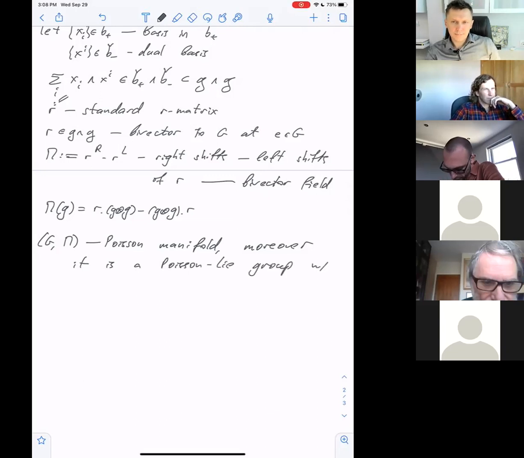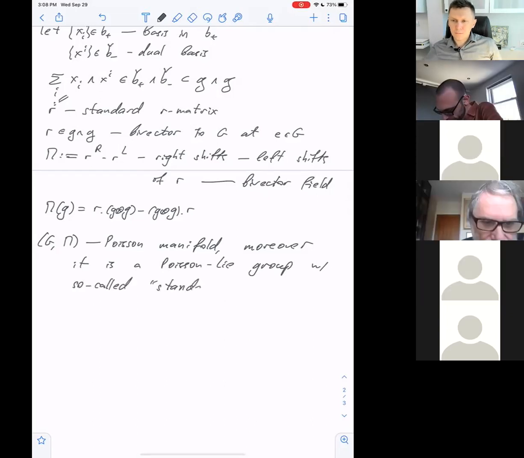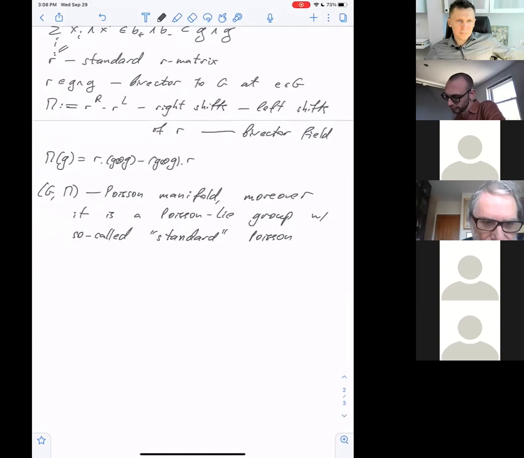With the so-called standard Poisson structure, which is also sometimes referred to as the Sklyanin r-matrix structure, the standard Poisson structure.